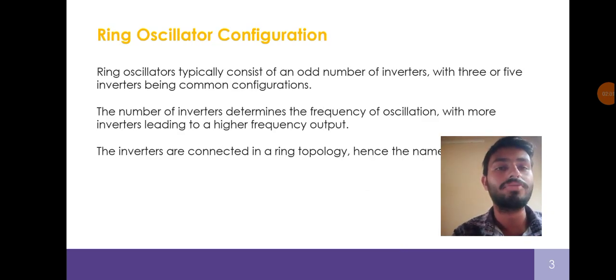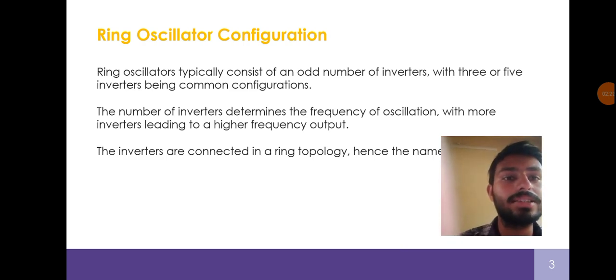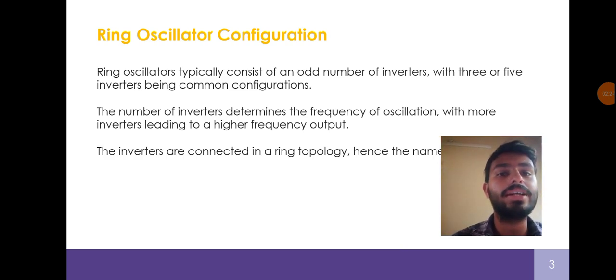Ring oscillator configuration. It typically consists of an odd number of inverters, with 3 or 5 inverters being a common configuration. The number of inverters determines the frequency of oscillation, with more inverters leading to a higher frequency output.